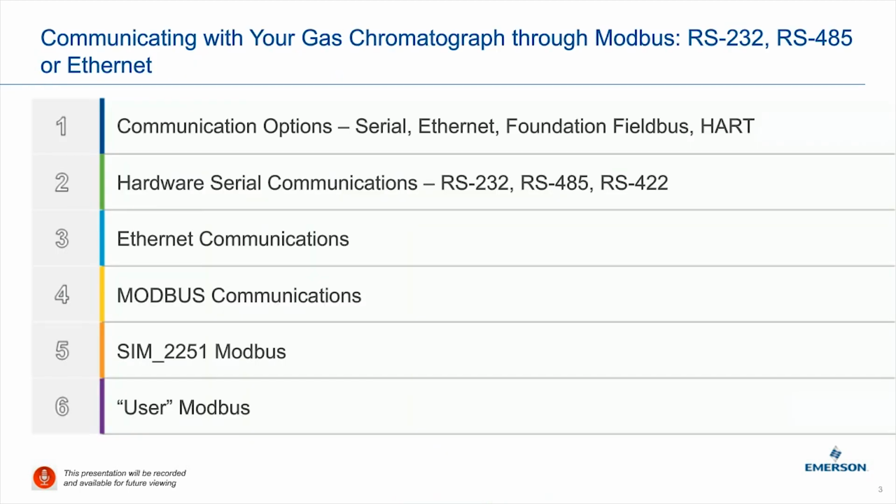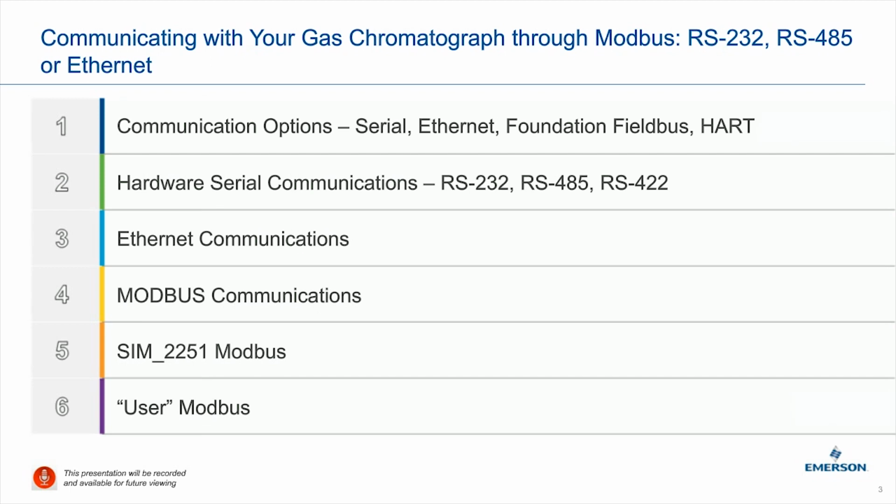So let's go through what we're going to talk about today. Communicating to your gas chromatograph through Modbus, RS-232, 485, or Ethernet. Basically, we're going to go through it step by step. The first step is to look at the different options. What is the difference between serial and Ethernet? Actually, it says foundation field bus and HART here. We really won't cover foundation field bus or HART here. They're much more specific and detailed subjects in themselves. Just to say that they are available, or HART is not available on the gas chromatographs, but foundation field bus is. But we'll really be focusing on the serial and Ethernet today.